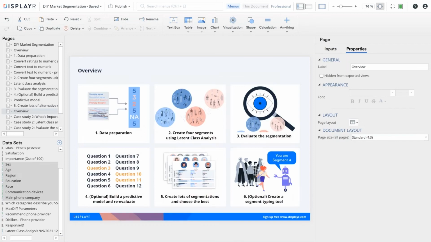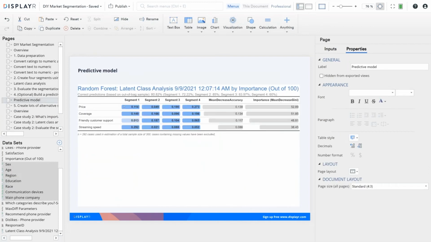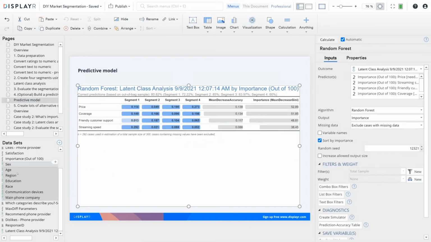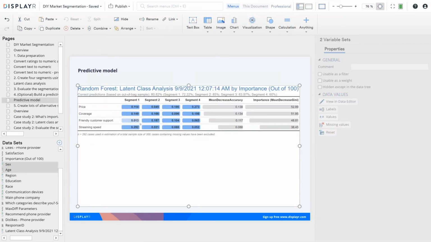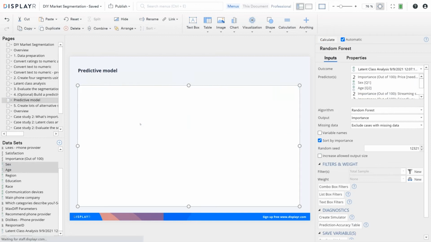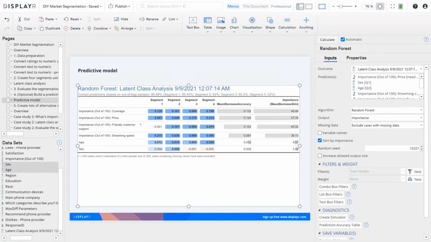As I said, there are from 4 to 6 steps in doing a segmentation. Step 6 is also an optional thing. If we built a predictive model, step 6 is to create a segment typing tool. And to illustrate what that is, I'm going to modify our predictive model just a little bit to make it more interesting. I'm going to put sex and age into it. Now, a segment typing tool is a mechanism that allows other people to allocate people into segments, such as a focus group recruiter or your salespeople.